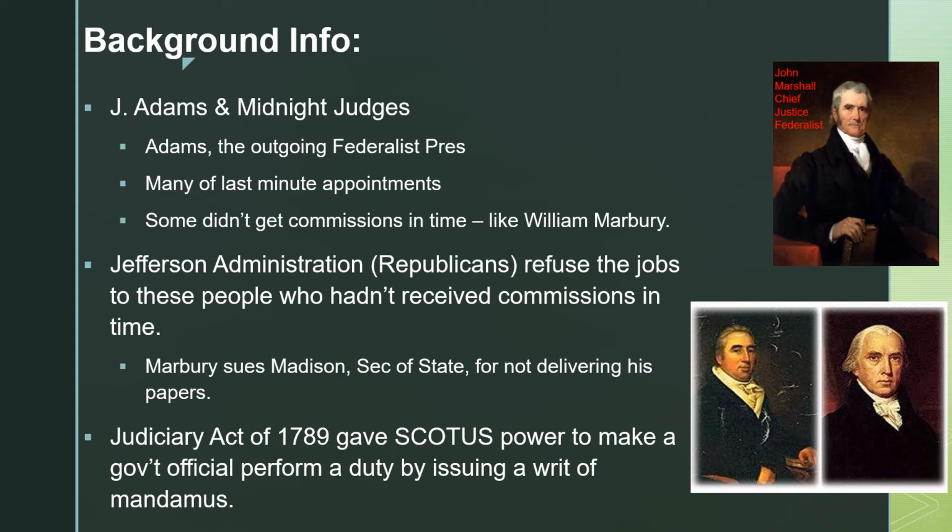So Marbury felt it was ridiculous. He should get his commission because the incoming Jefferson administration, which was Democratic Republican, denied it to him. In fact, James Madison, the Secretary of State, who would usually see about getting these delivered, said, heck no. So Marbury appeals to SCOTUS and says, please force them to do this because according to the Judiciary Act of 1789, you have the power to do this. You have the power to make a government official perform a duty by issuing a writ of mandamus.